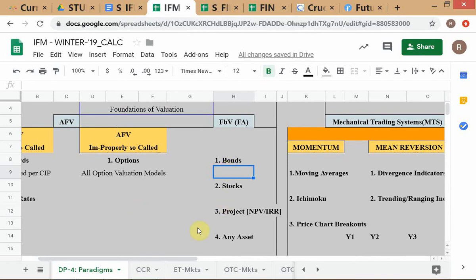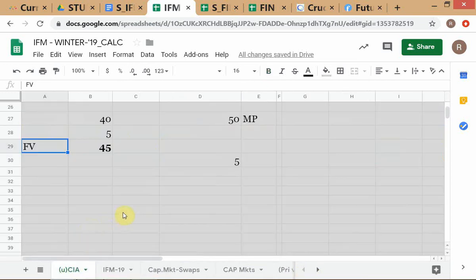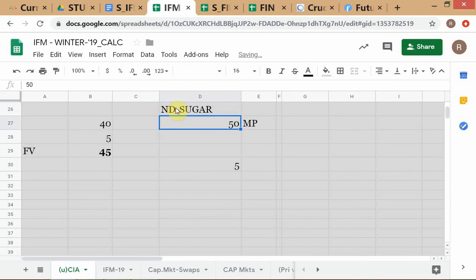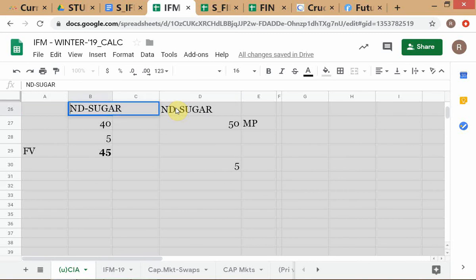Now come back to North Delhi. So now I look at the North Delhi sugar market, and this is South Delhi sugar. I'm looking at the North Delhi sugar market and asking myself this question: should I buy this market or sell this market, at 50 rupees a kilo? This is clear. Now I have a decision problem. Should I buy or sell this asset? Now what do I do?